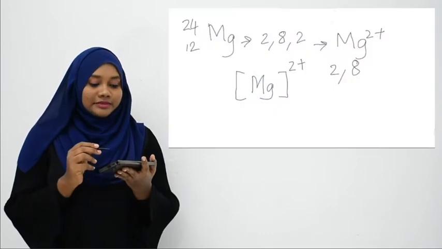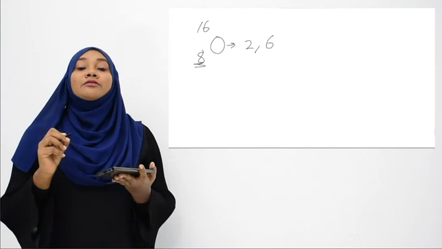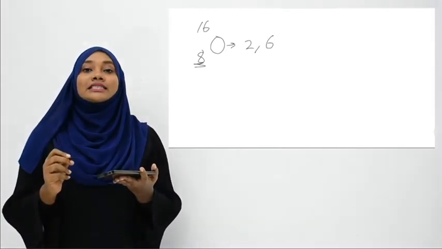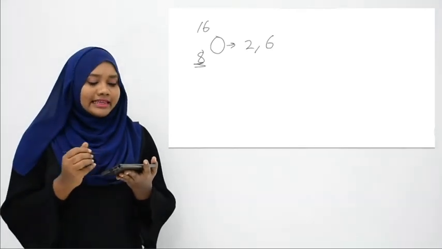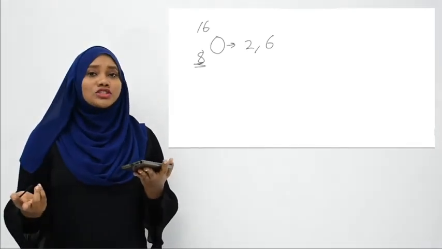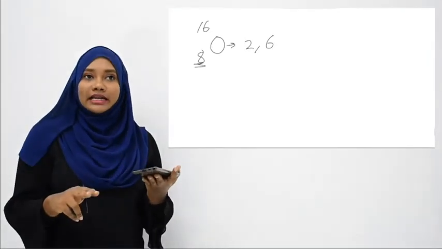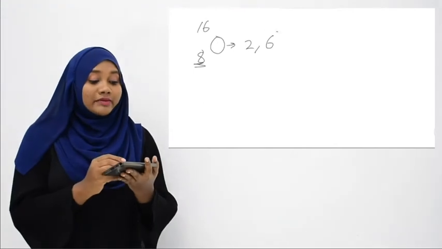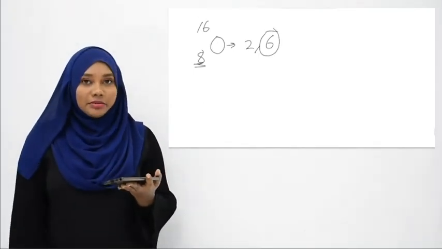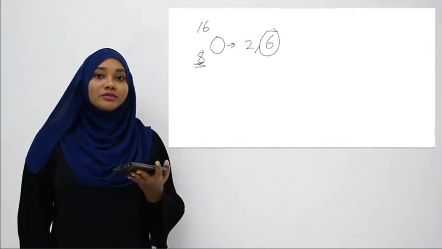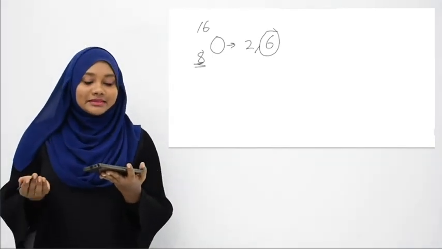In oxygen, you can see that it has more than 4 electrons in its valence shell. It's 2, 6. Now, again, oxygen has 2 options to obtain a stable electronic configuration. Oxygen can either gain 2 electrons or lose these 6 electrons in its valence shell to obtain a stable electronic configuration. What do you think? What would be easy? Which method would be easy?